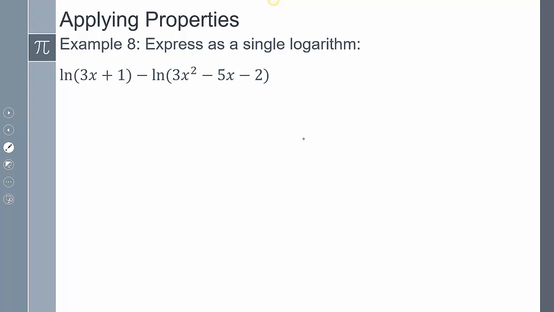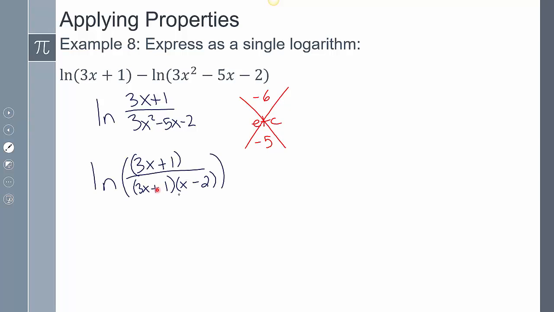On this next one, ln of 3x plus 1 minus ln of 3x squared minus 5x minus 2. Positive, top. Negative, bottom. So I can write this as ln of 3x plus 1 over 3x squared minus 5x minus 2. Now I want to see if I can factor that, because it's quadratic. Maybe something cancels out. You always want to check. Doing your X-box method, you'd find that it factors into this. Now my 3x plus 1's cancel out, and so I'm left with 1 over x minus 2 as my answer.